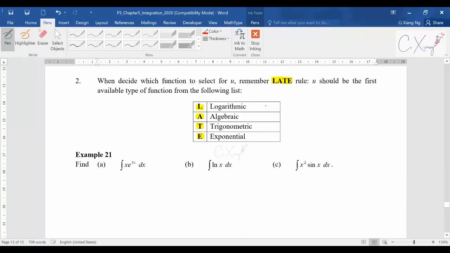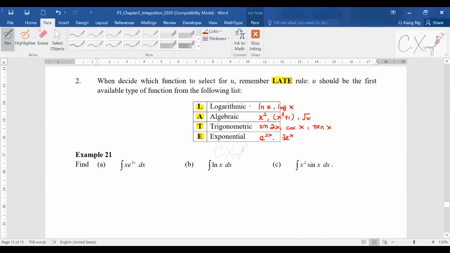All right, so what is a logarithmic function? Like log x, all these are logarithmic functions. Algebraic means you have things like x squared, x power 3 plus 1, square root x, all these are algebraic functions. Trigo is very obvious: sine 2x, cos x, all these are trigo functions. And exponential means e power something, like e power 2x, 3e^x, and so on.